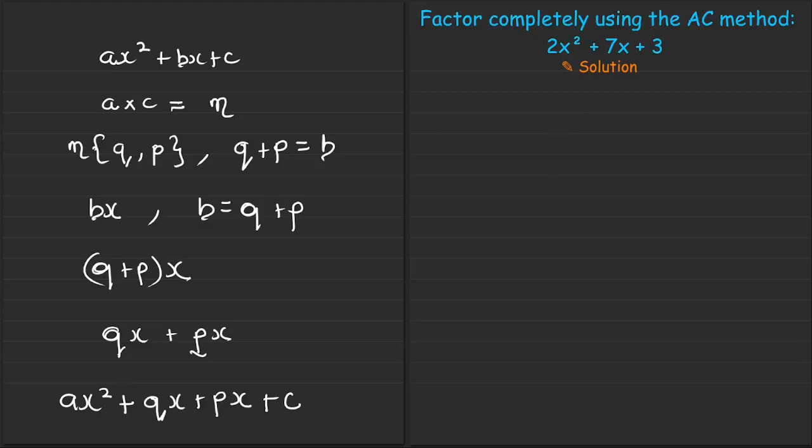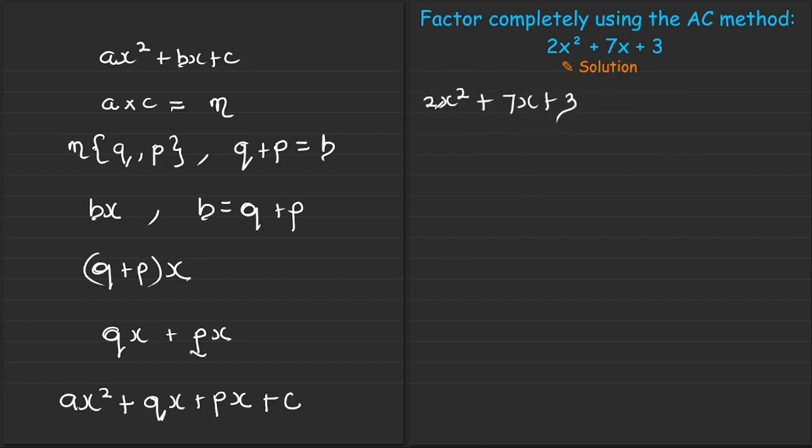So looking at our first question, it says you have to factor completely using the AC method: 2x squared plus 7x plus 3. So we have 2x squared plus a 7x and then plus 3. We want to use the AC method.